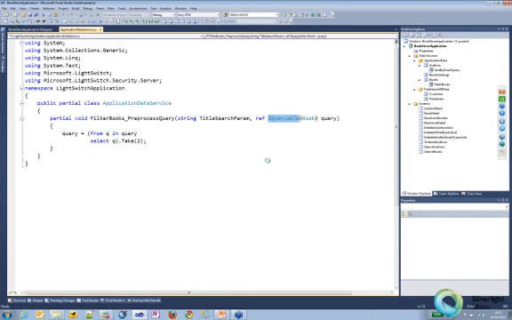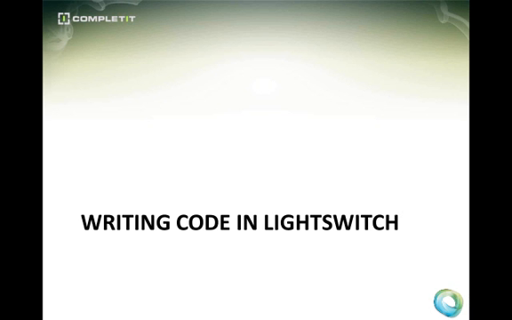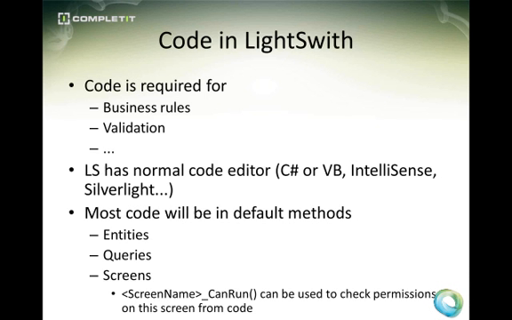All right. Now, we already saw quite a few places where we could write code. The general rule in LightSwitch is you can do a lot of things without writing code, but in quite a few cases, you're going to have to write code. If you want to do business rules, if you want to do validation, you're going to have to write some code. Inside of LightSwitch, this is the normal code editor. You can write your code in C# or VB. It's basically Silverlight that is being executed, so it's just Silverlight running, and VB or C# code that you have to write. We've seen the last bullet on this one already.